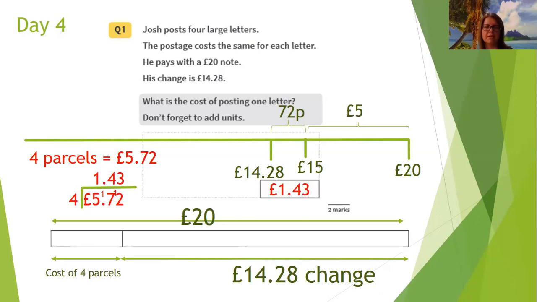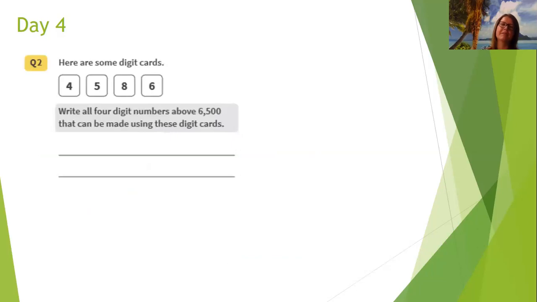So let's put that in the box and let's not forget the units. Just looking at that, I just want to check that back. So if 1 letter costs that, I'm going to multiply that by 4 to find out what that costs, which is £5.72. Then I'm paying with a £20 note and my change is £14.28. I think we've answered the whole question there, Mrs. Cunningham. Oh, good.